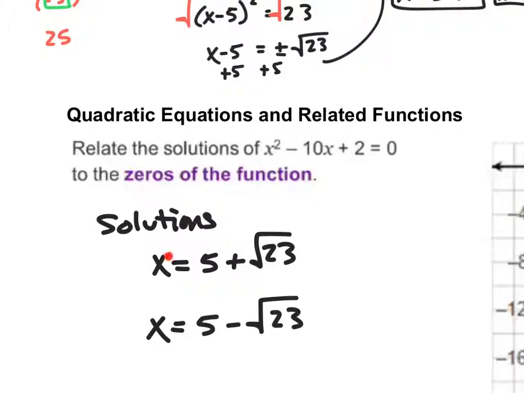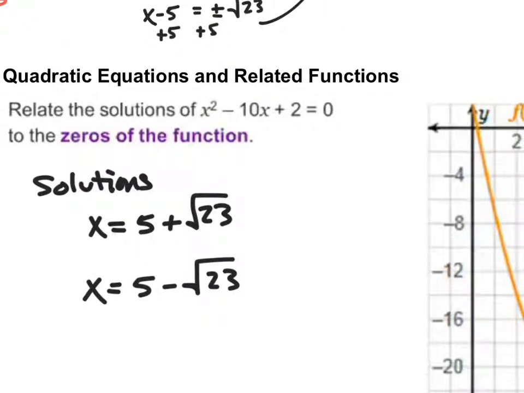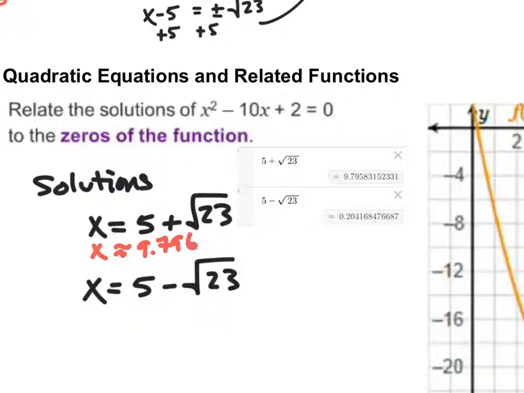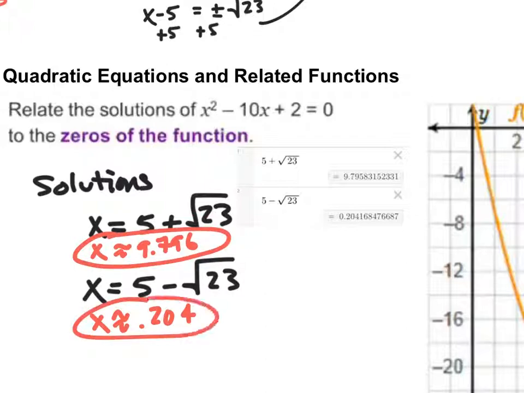Now, these are what we call irrational numbers, meaning that the decimals are going to be really long and they're never going to end, okay? But let's go, I'm going to plug these into Desmos real quick to see what these values are, and I'm simply going to type these in. Okay, now these are the values that we get. This value here is that x is approximately 9.796, okay? And then the next one would be that x is approximately 0.204, okay? So these are my two approximate values.